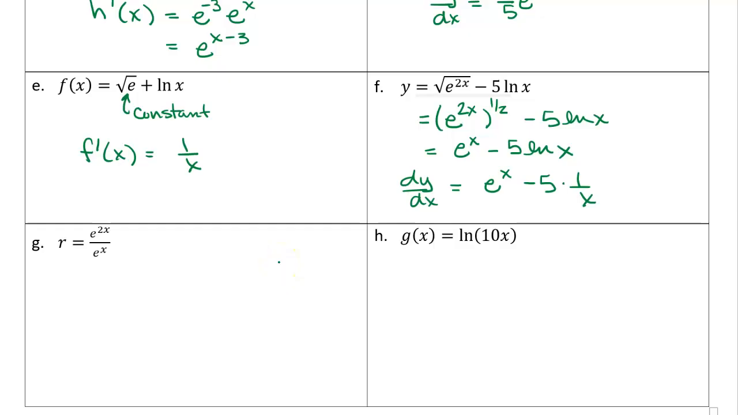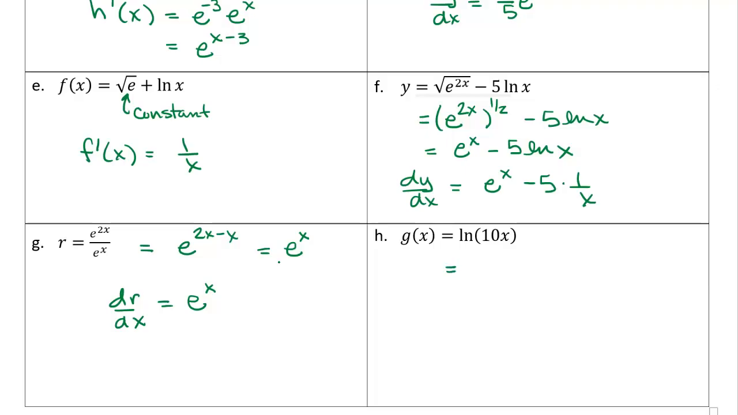So let's see, we've got to simplify this. We have the same base. Both the numerator and the denominator have a base of e, so we can subtract the exponents, right? So we're going to get 2x minus x, which we can simplify down to just e to the x. All right, now that's easy. I'm going to take the derivative now, dr dx, we'll call it, and it's just going to be e to the x.